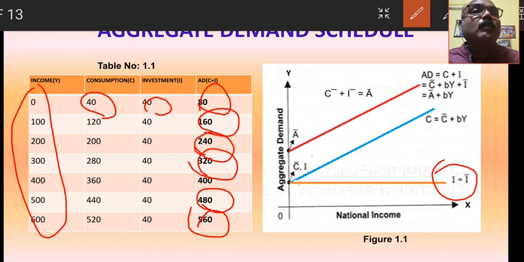When we put a bar, it means that it is constant, that is, the amount of investment is constant, I bar. Okay, or you can say that is autonomous investment. So it is 40. Now the consumption curve always starts from a positive intercept along the y axis.